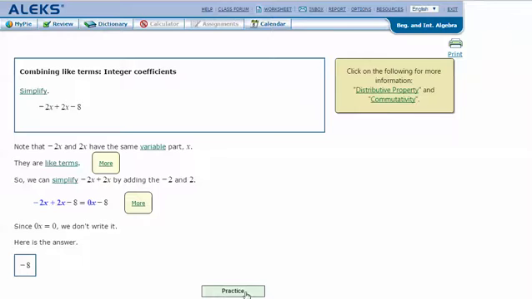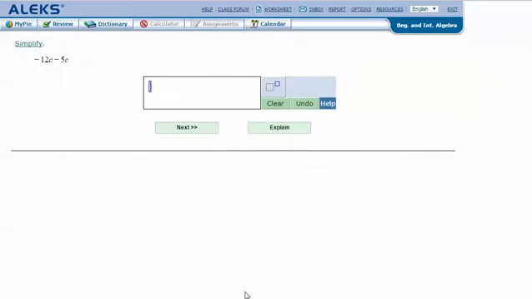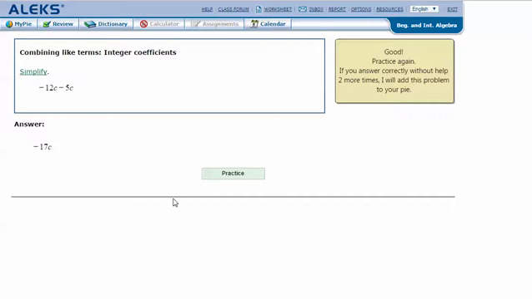Let's try another one. Negative 12c minus 5c. They're both c's, so they're like terms. So we can go ahead and subtract. Negative 12 minus 5, which is negative 17. And our like term is c. And click Next. And it says that I got the correct answer.